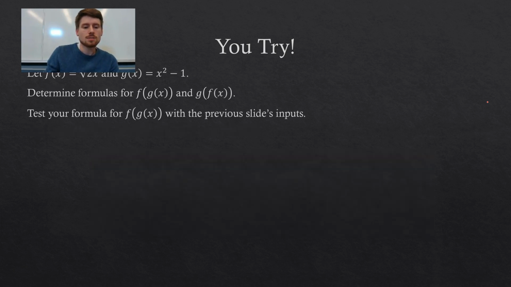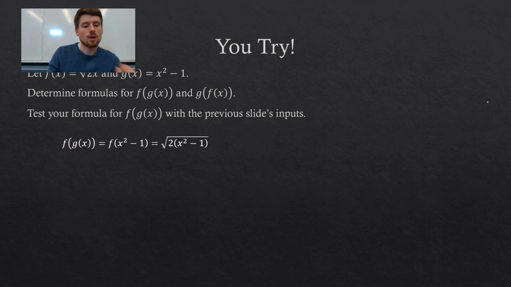Okay, so here's a second you try. Go ahead and try to come up with formulas for both f of g of x and g of f of x. So the first one, you're plugging g into f, and the second one, you're plugging f into g. And then test your formula for f of g of x, which is the same as the last f of g of x, and compare it with the previous slide's inputs, okay? So test it for those same four numbers, 0, 1, 2, and 3. All right, pause the video, come up with your formulas, and then replay the video when you think you've got the answer.